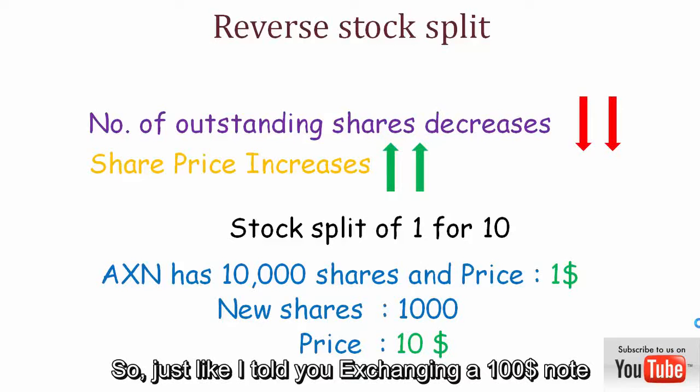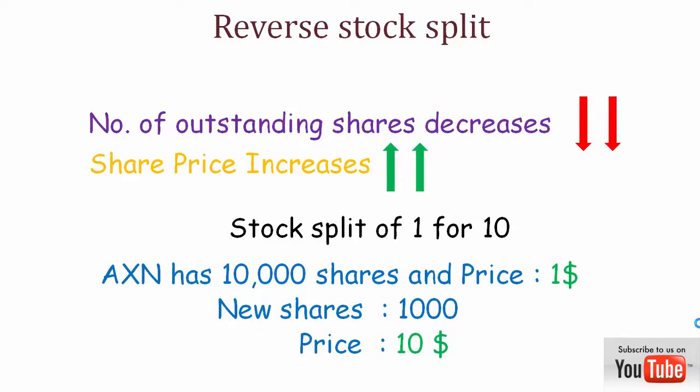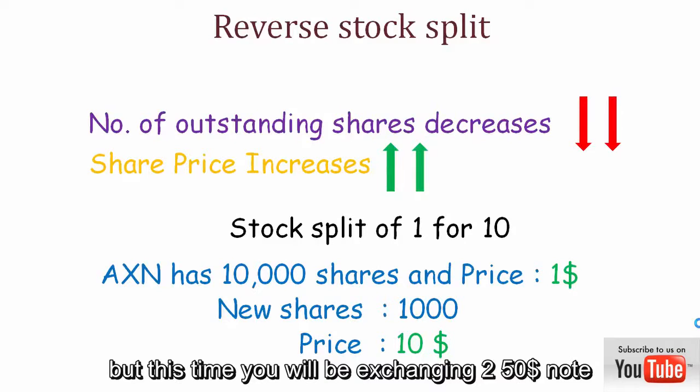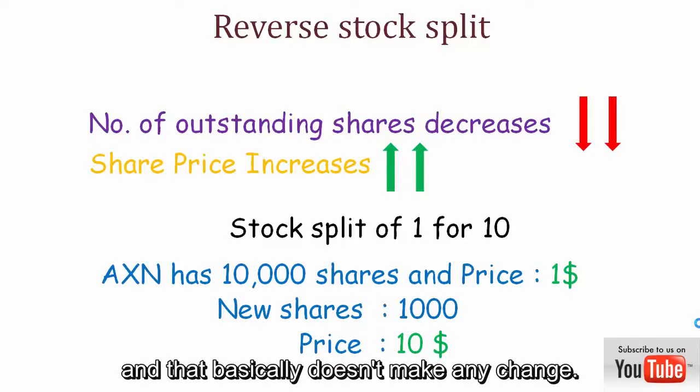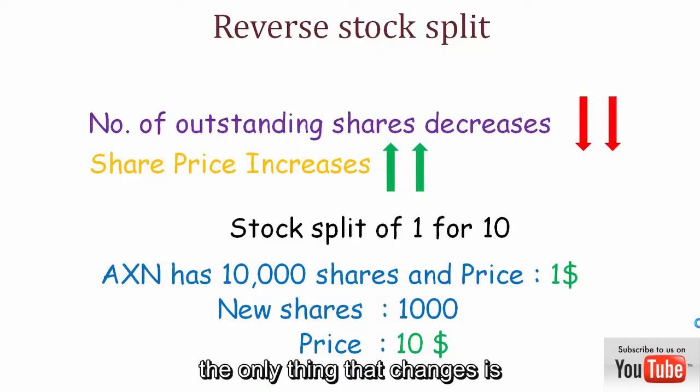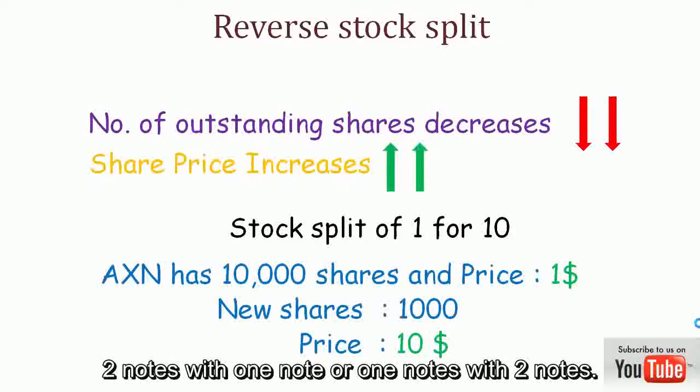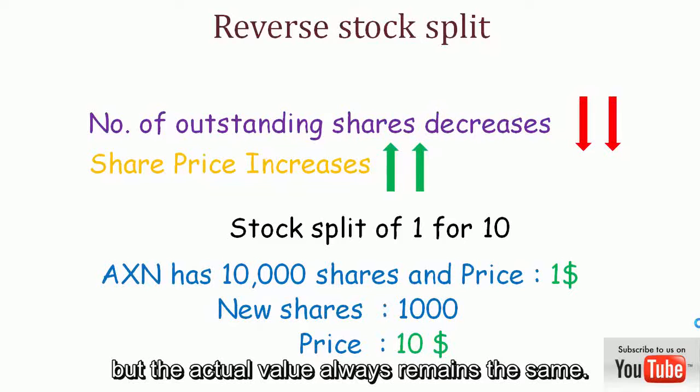So just like I told you, exchanging a $100 note with two $50 notes, but this time you will be exchanging two $50 notes back with a $100 note. And that basically doesn't make any change. The only thing that changes is you are exchanging two notes with one note or one note with two notes, but the actual value always remains the same.